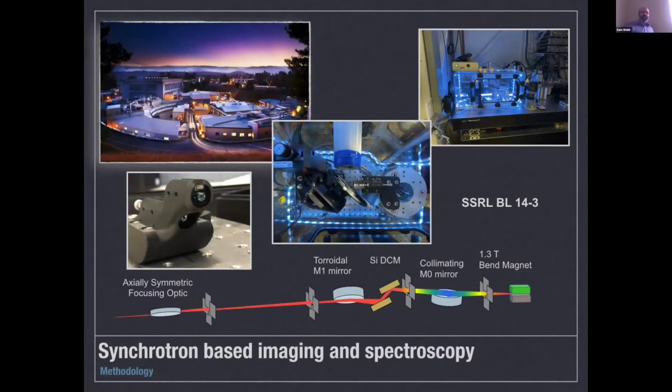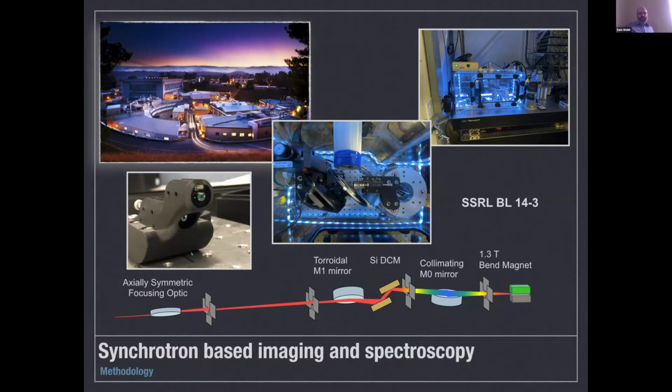So this is our Beamline at SSRL. This is Beamline 14.3. It's the new and revamped 14.3. So there's our brand new sample chambers and new axially symmetric focusing optics that are increasing flux and reducing our spot size. So if you haven't seen 14.3 lately, this is the new look and feel.